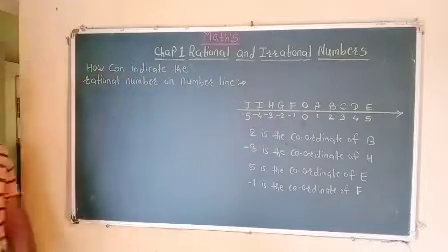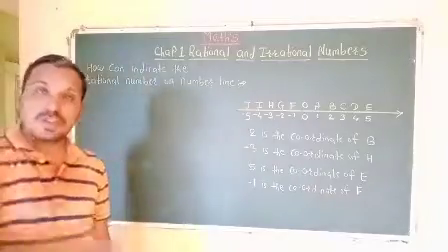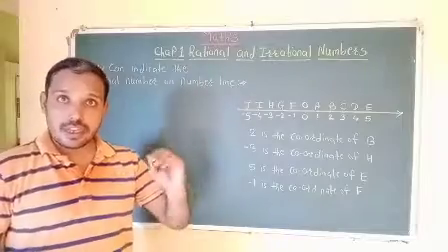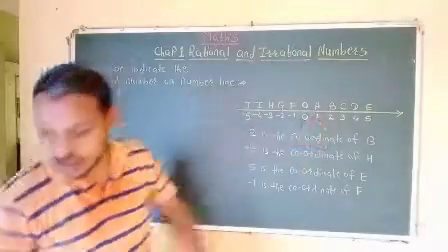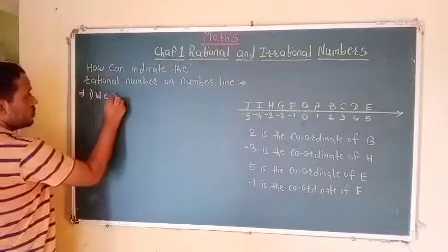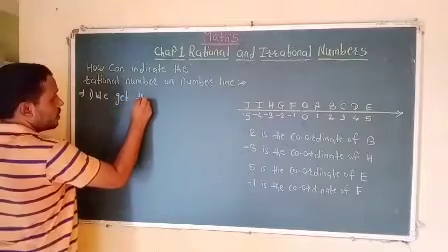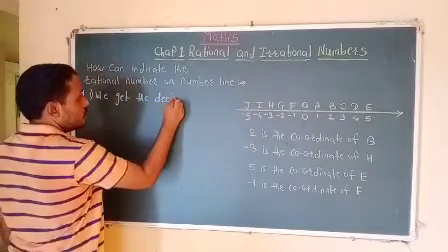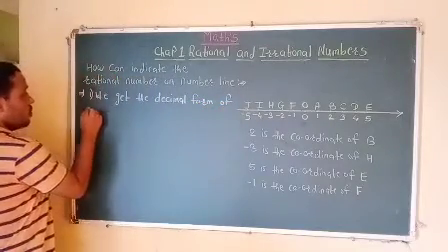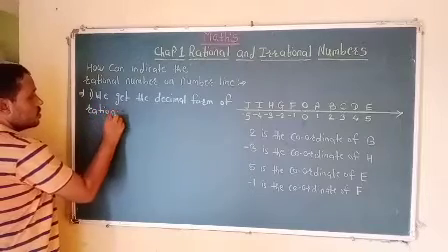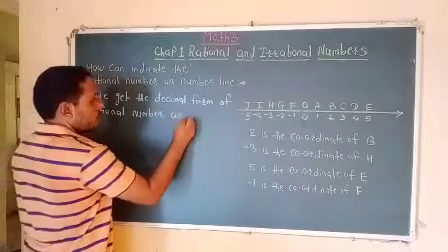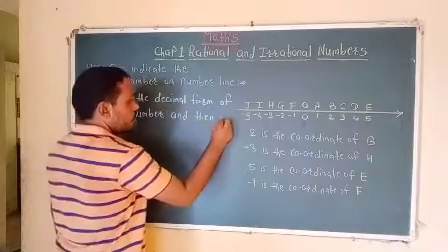How can we indicate a rational number on a number line? The simple method is that we get the decimal form of that rational number, and that decimal form we indicate on the number line.